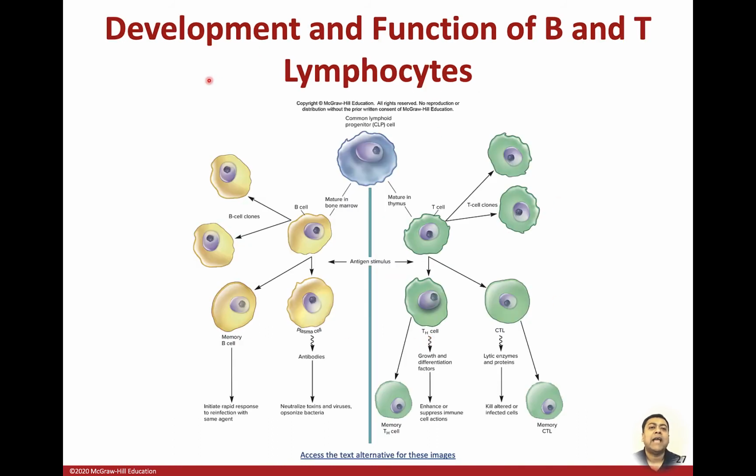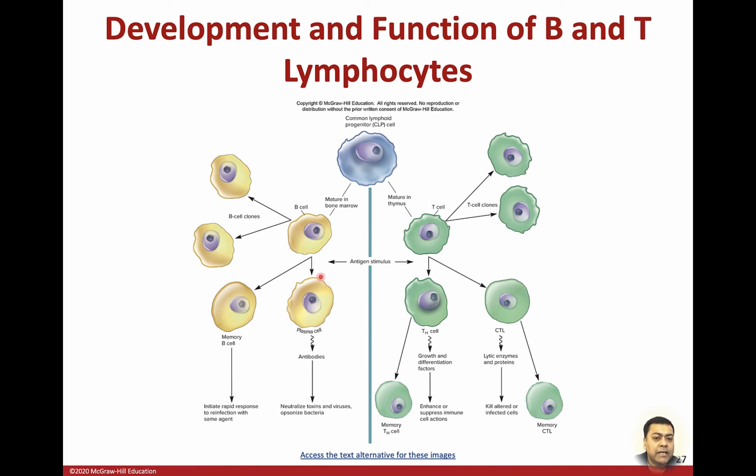So we are seeing this diagram once again. We already saw the T cell development. Here we are seeing the B cell development. So again, the common lymphoid progenitor cell, CLP, matures in the bone marrow, and the B cell clones will be produced. Once it gets the antigen stimulus, it can go into two things.